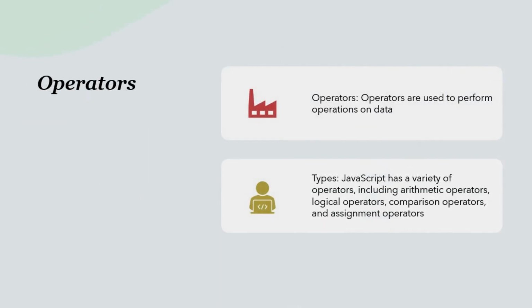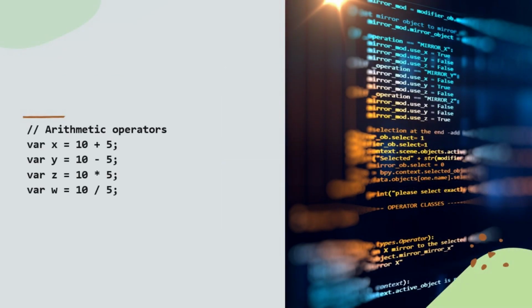Operators. Now let's move on to operators. Operators are used to perform operations on data. JavaScript has various types of operators, such as arithmetic, logical, comparison, and assignment operators. Arithmetic operators. Arithmetic operators are used for mathematical calculations. They include addition, subtraction, multiplication, and division.